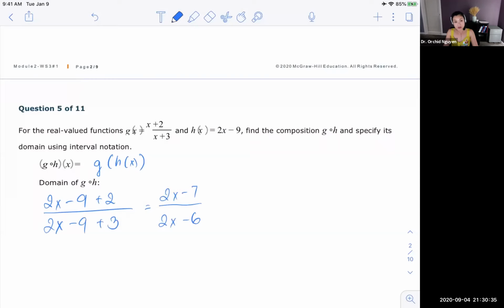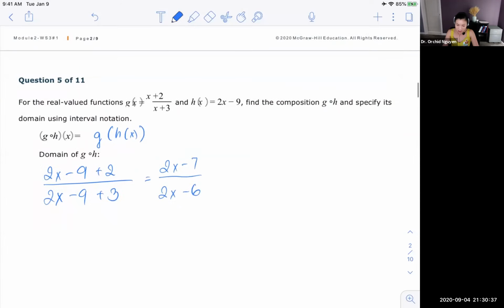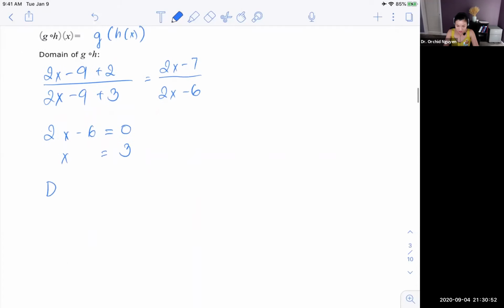Okay, as you can see, we have fractions. So for the domain, you do not want the bottom to be 0. And the value which makes the bottom 0 is 3. So we have to exclude that. So the domain is going to be from negative infinity to 3, union 3 to infinity. That indicates we have a hole at 3.